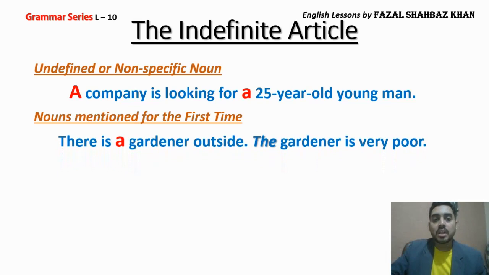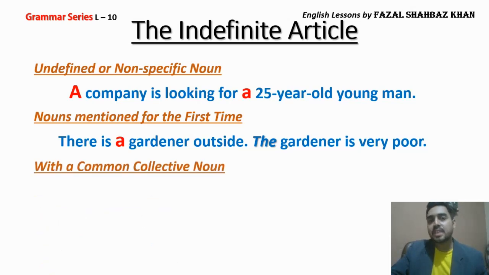There is a gardener outside. The gardener is very poor. Now, the first sentence has an introduction of a noun, that's gardener. A gardener, or any one gardener. But in the second sentence, the reference becomes proper because it is repeated for the second time. Because of the repetition, we remove "a" and put "the" in place of "a". This is what we are going to talk about in the next lecture. For such a noun, such as gardener, which is commonly expressed here, we use "a" before it.